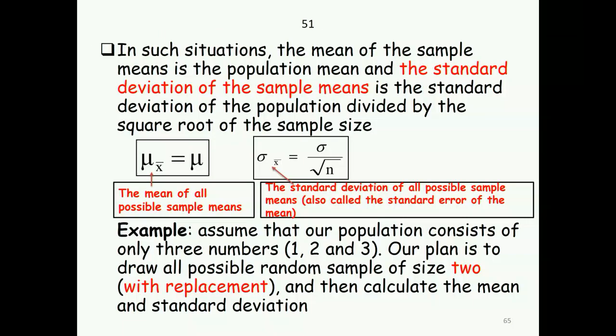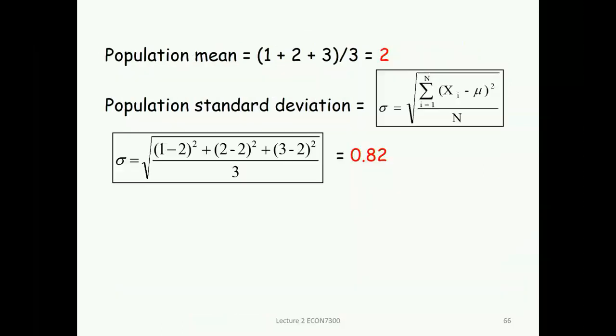Let us assume the population has only 3 values, 1, 2, 3. This is the population, the whole. Let me calculate mu and sigma. So I calculated the population mean is 2. The population standard deviation is 0.82. So I know the population values, population mean, and population standard deviation. I know both of them.